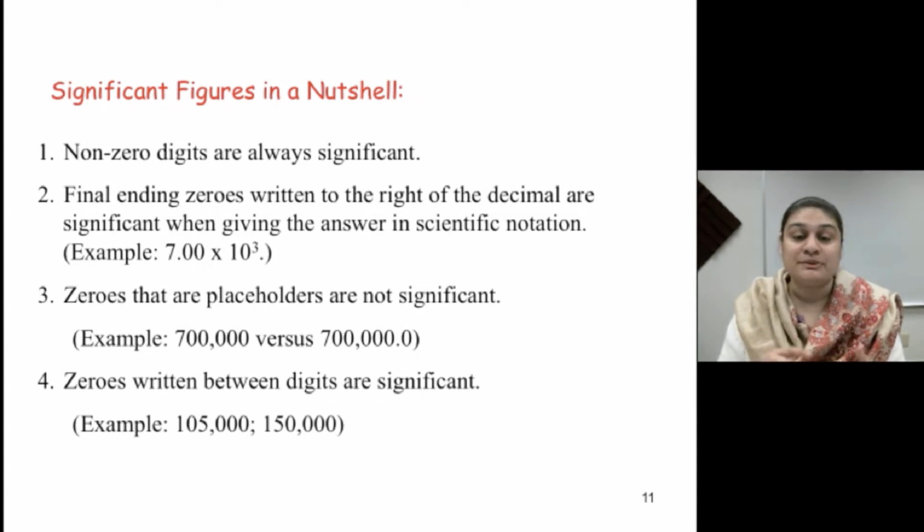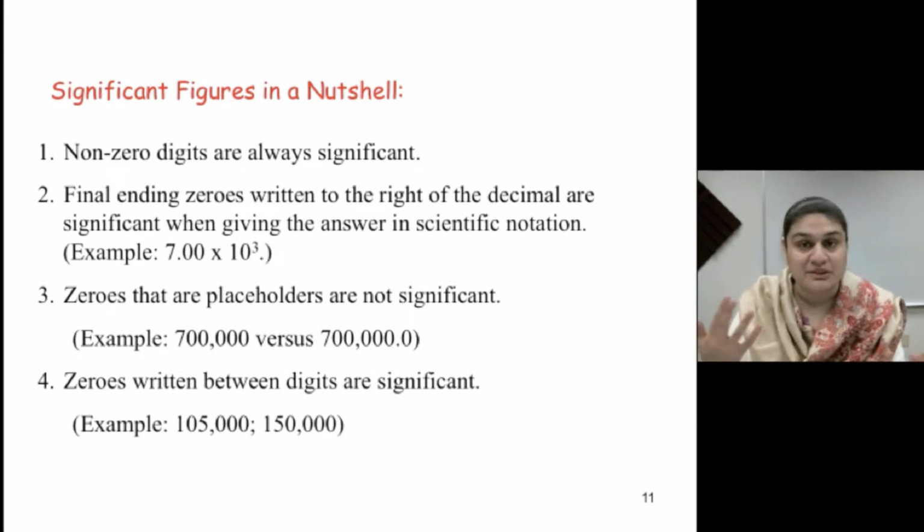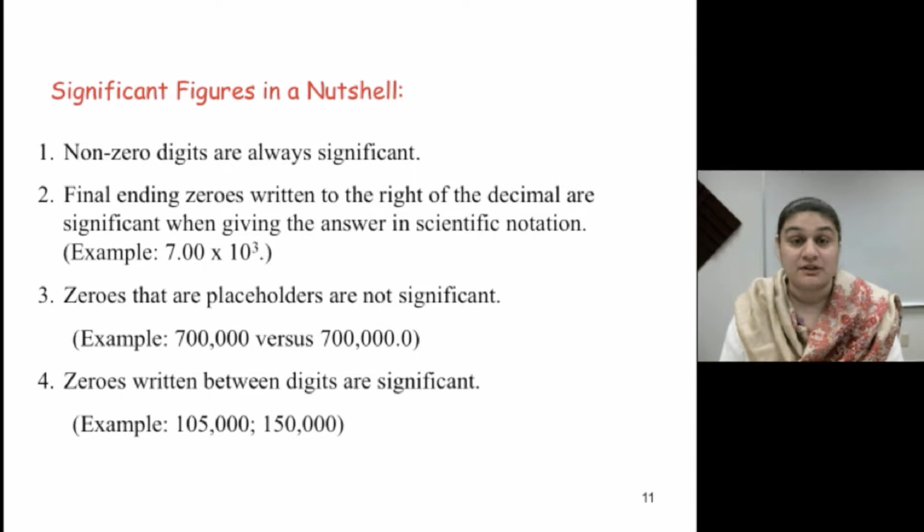Zeros are generally placeholders and are not significant. Okay, so 700,000 versus 700,000.0 means that they have the same significant figures, unless you are expressing them in scientific notation. Zeros written between the digits are significant. You cannot ignore them. So for example, 105,000 versus 150,000. All those digits in the middle are significant. So for example, 105, the 0 in the middle is significant. Okay?